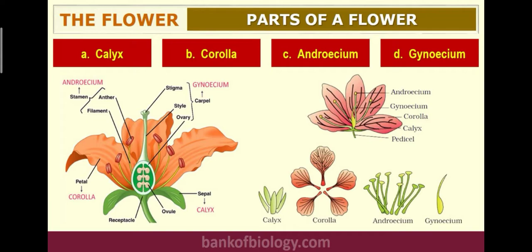Now parts of a flower. Here we will start the parts of the flower: calyx, corolla, androecium, gynoecium. Androecium means stamen, the male reproductive part. Gynoecium means carpel, the female reproductive part. As you have seen in the picture, you have to draw the diagram of the parts of a flower in your copy. This is your homework, students. Again and again I am saying you have to draw the diagram.